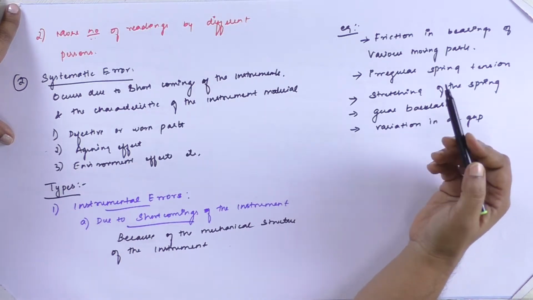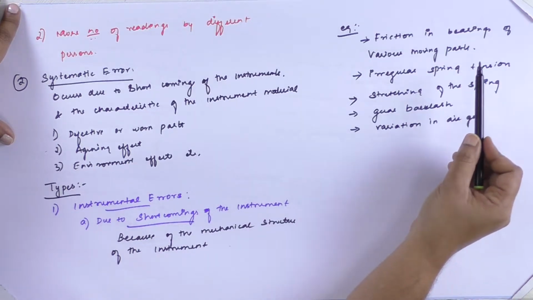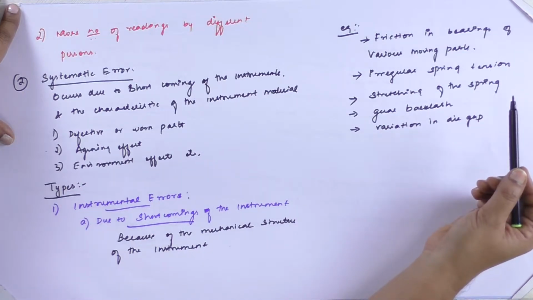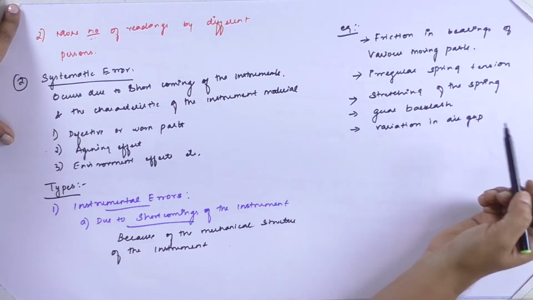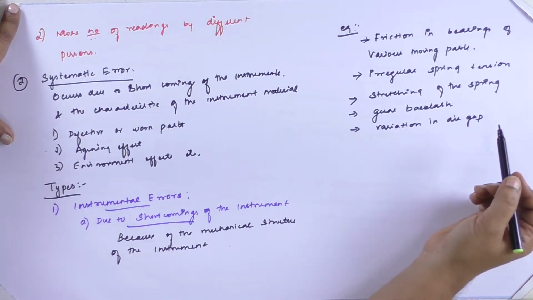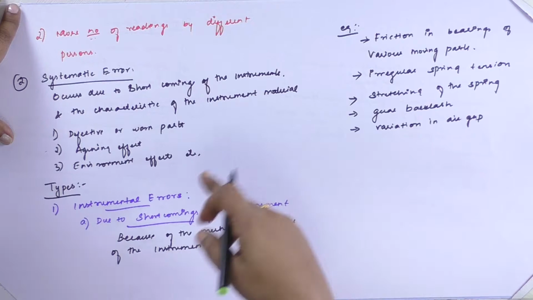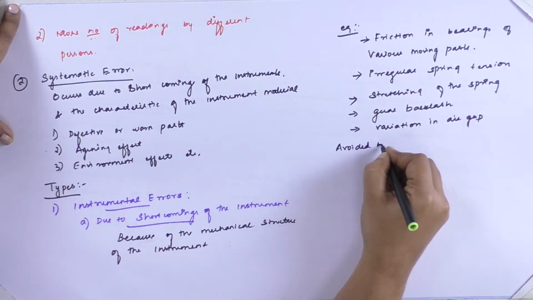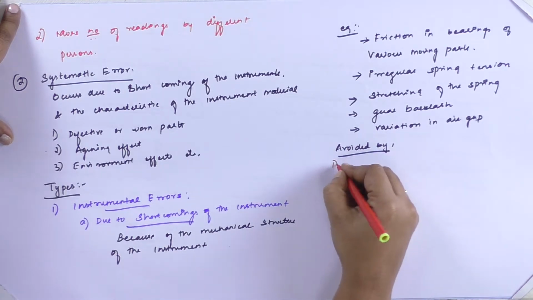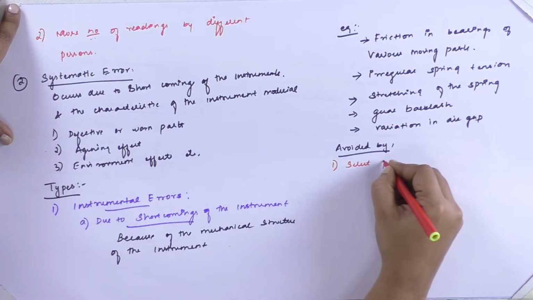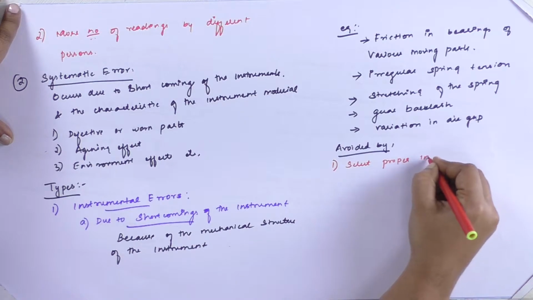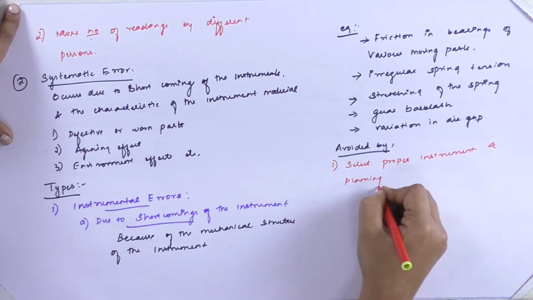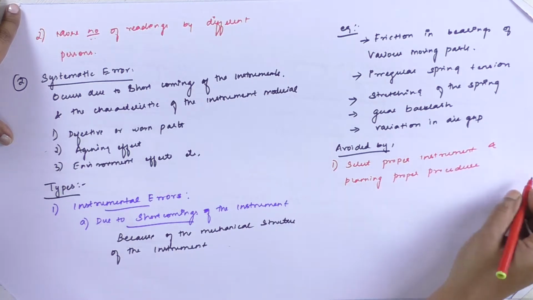So these are the various examples for the instrumental errors: the friction occurring in the bearings of the various moving parts, the irregular spring tension, the stretching of the spring due to aging effect, and the backlash and the variation in the air gap. How can we avoid this instrumental error? First one, we have to select proper instrument and plan proper procedure for measurement.